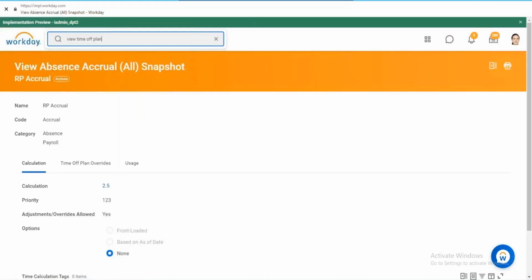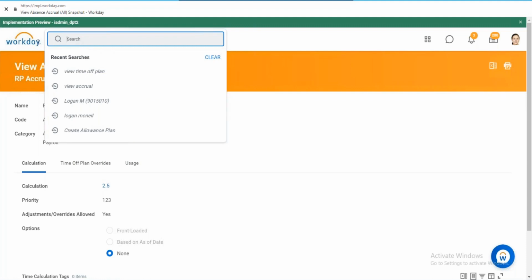So today we are going to learn a time off plan where there is no balance. The moment you request a time off, it automatically converts into a balance. And these time off plans are known as accrue as you go plans.